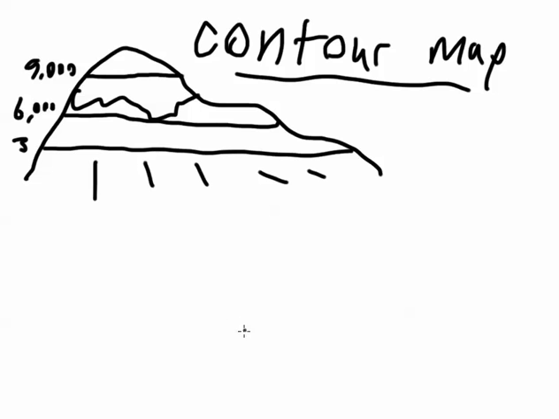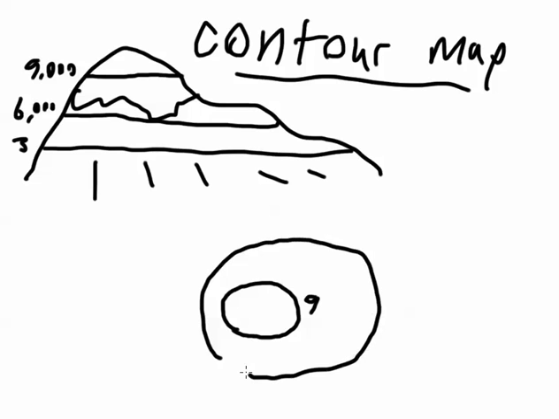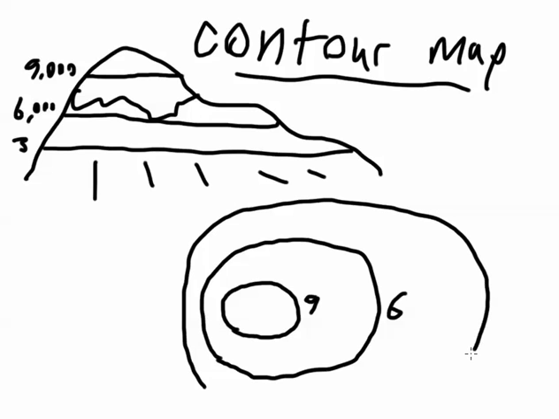So how can I draw the mountain from above? Well, from above there will be an area that is 9,000 feet, and there will be an area that is 6,000 feet, and then below that there will be an area that is 3,000 feet. So this is just a view from above of the mountain.